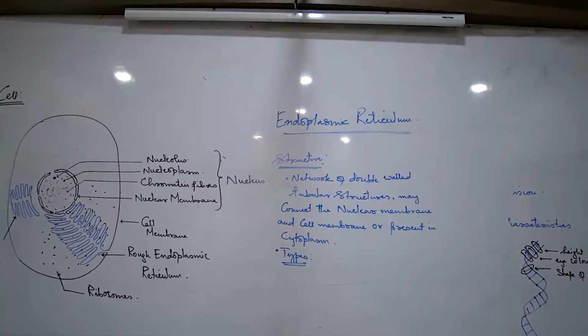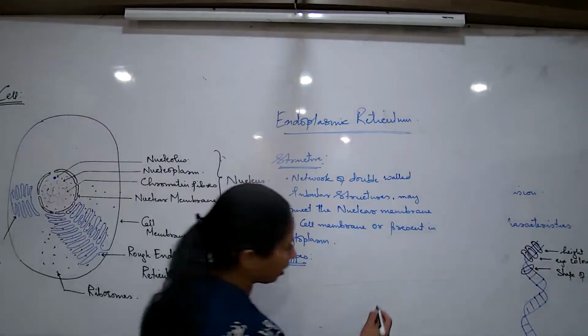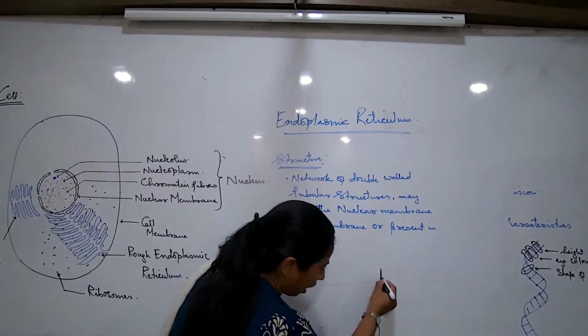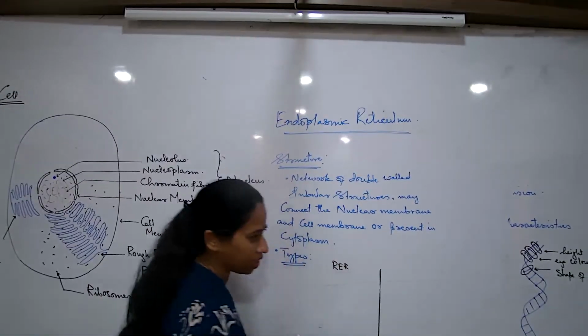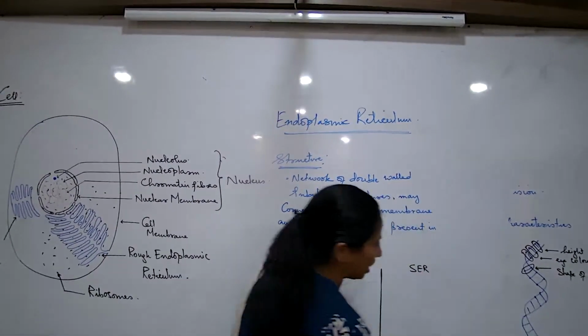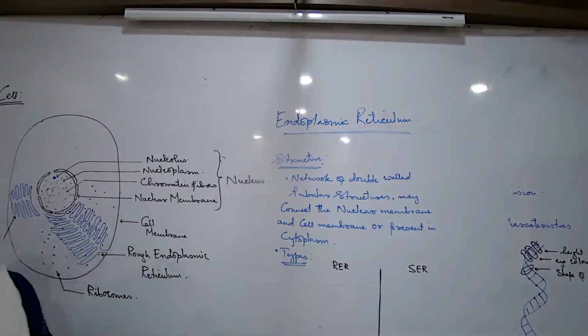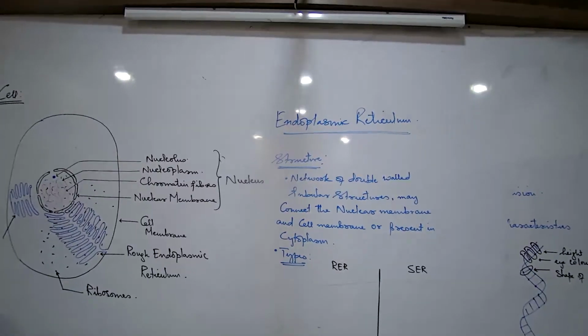So that means how many types of endoplasmic reticulum are there in the cells? Two types of endoplasmic reticulum. And what are their types and how are they different? One is RER and the other is SER. What is the meaning of RER? RER means rough endoplasmic reticulum. SER means smooth endoplasmic reticulum.